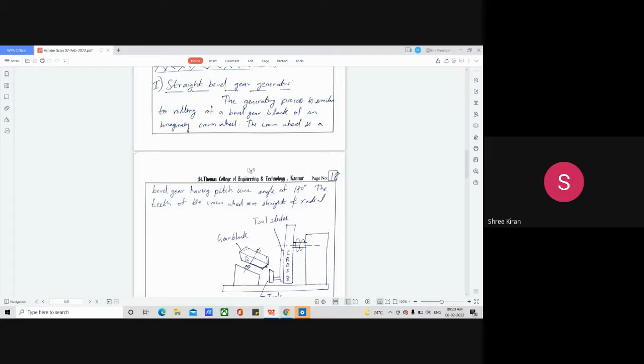So what do you mean by arbor? Can I ask Andhra Suresh? I already told this. What do you mean by an arbor?